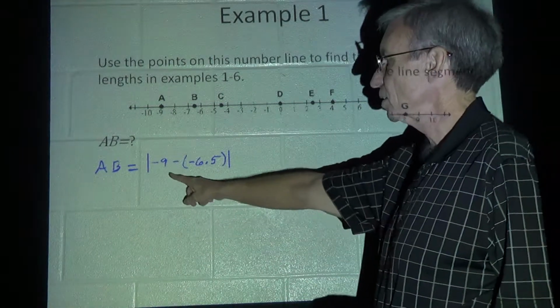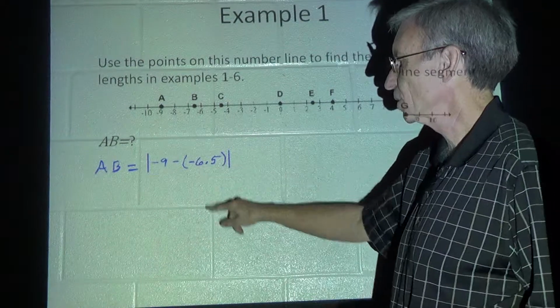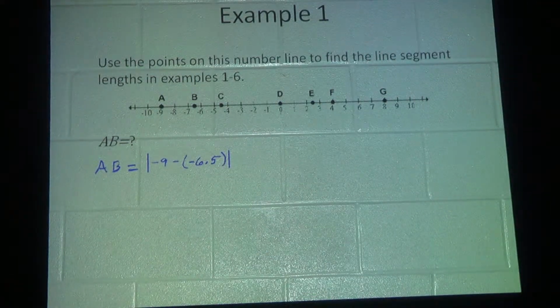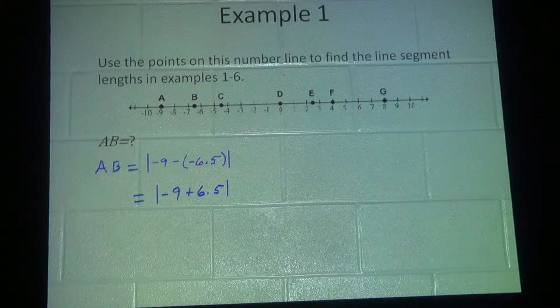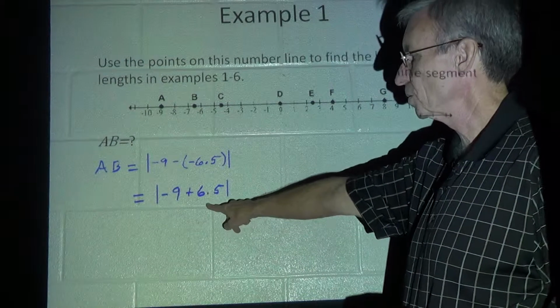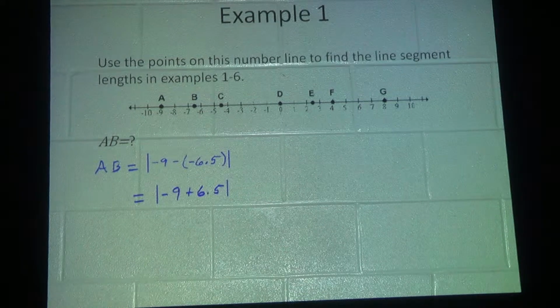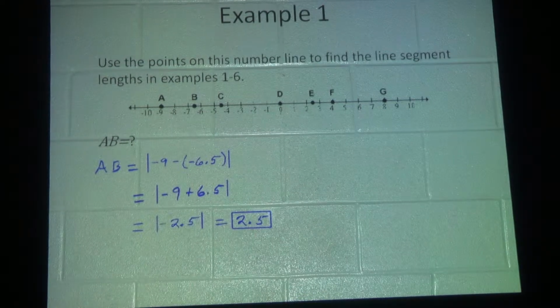The length of AB is equal to the absolute value of negative 9 minus negative 6.5. That's the absolute value, so that keeps you from getting a negative number. So this gives us negative 9 plus 6.5, which gives us the absolute value of negative 2.5, which means that our line segment has a length of 2.5.